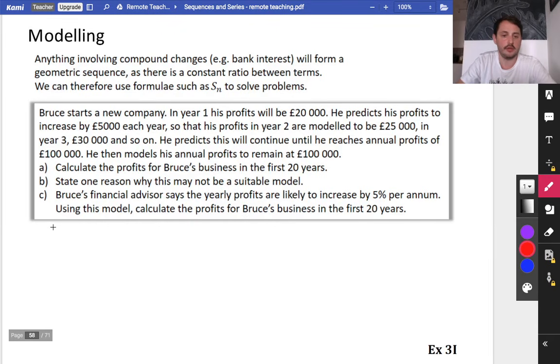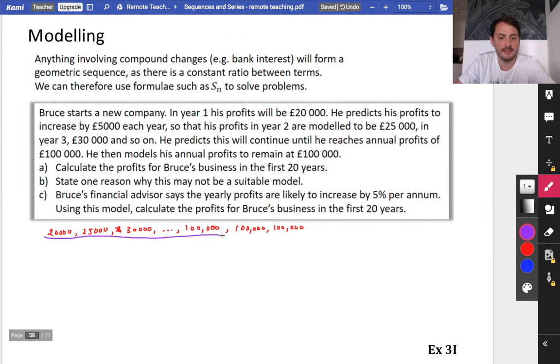So the sequence is going to go something like this, where we have 20,000, then we have, what did it say, 25,000, then 30,000, etc. until we get to 100,000. And then after that, he just says that his annual profits are going to remain at 100,000. And so we need to work out how much he's going to make in the first 20 years. So I think what we need to do is find out how many years it takes him to get to 100,000, and then we can work out how many extra years he's got afterwards.